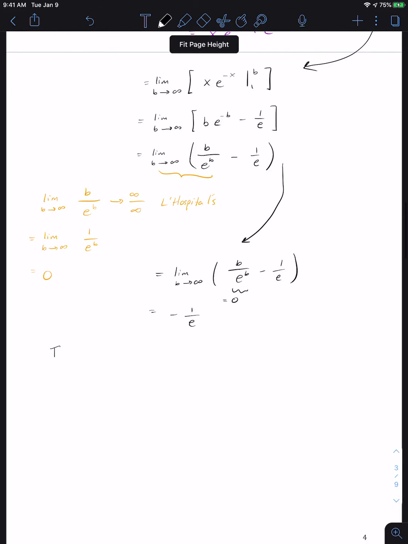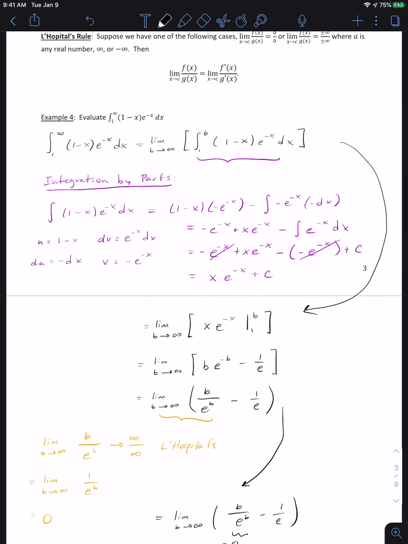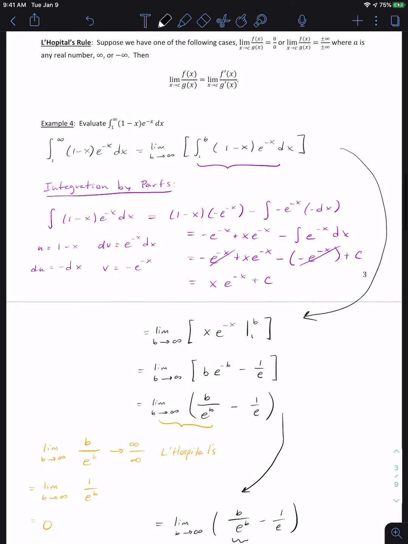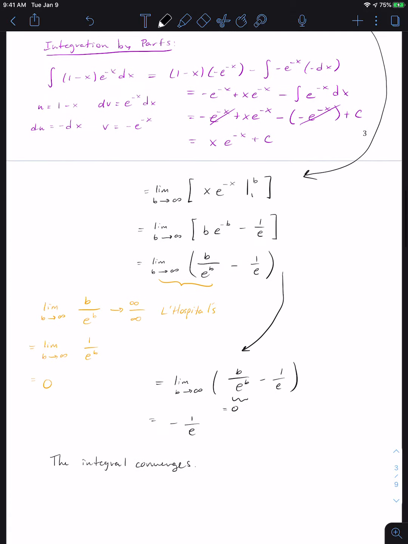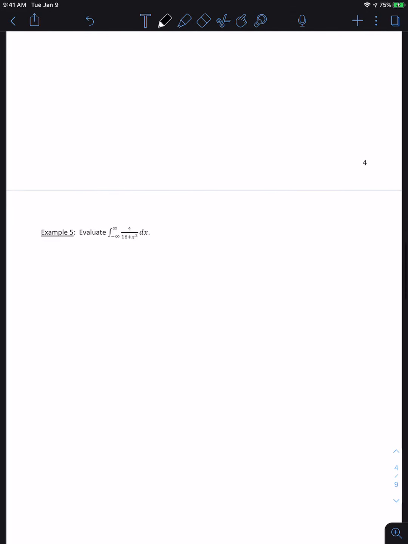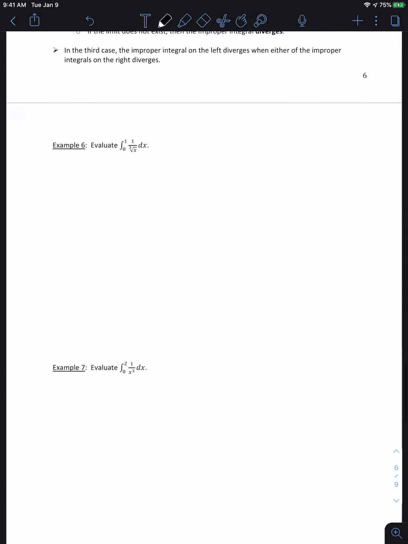All right, so the integral converges. So this was a good example because in one case, in order to do the integral, we had to do integration by parts. So that was good practice. And in order to find the limit, we had a hard limit and we had to use L'Hopital's rule. All right, so let's look at another one here.